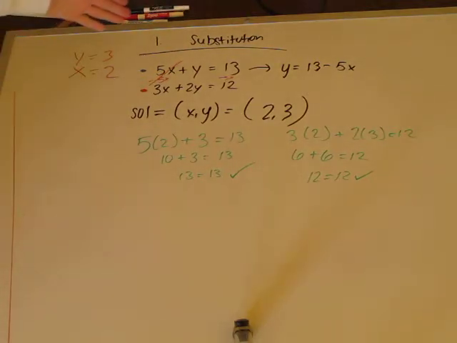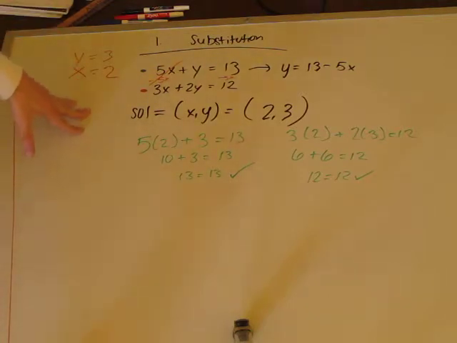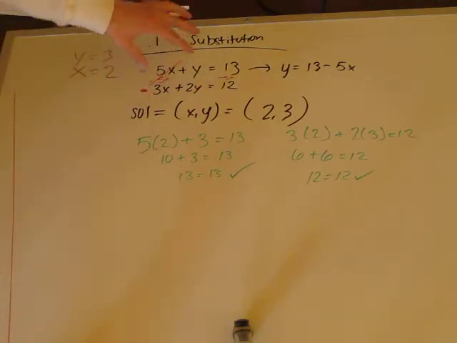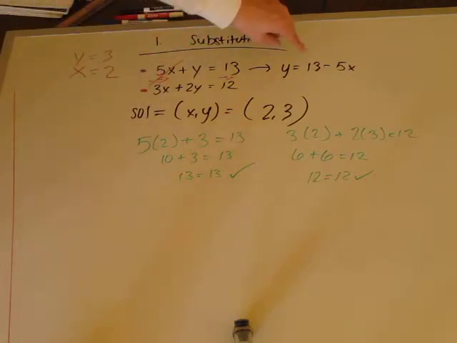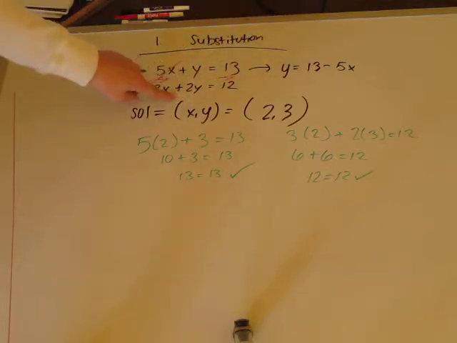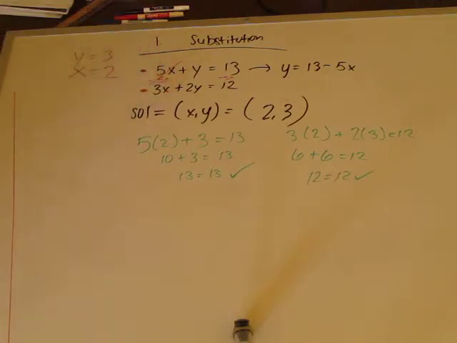So that's how you do substitution. As I showed you in the steps before we attempted this problem, you're going to solve for y from one of the two equations if it's not already given to you. And then you're going to take that y, plug it into the other equation, and that's going to give you an equation that's only in terms of x. So you solve for x, and you get its solution.